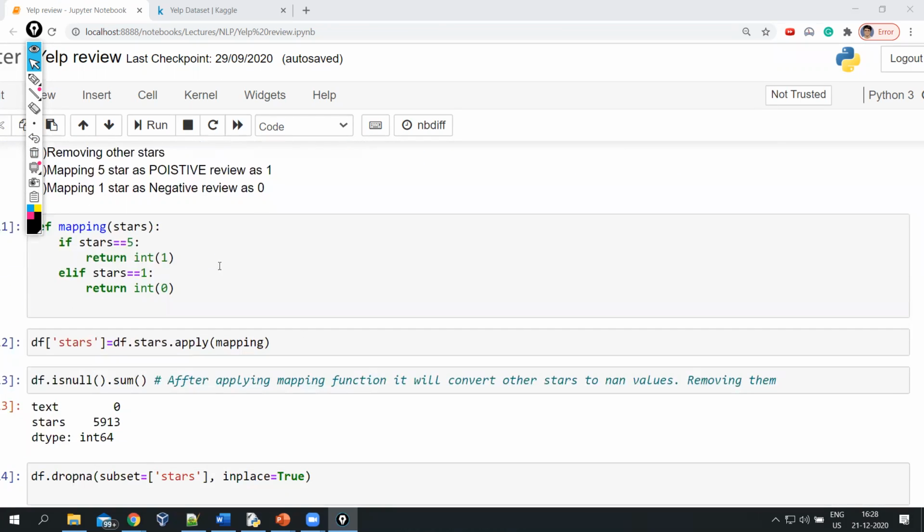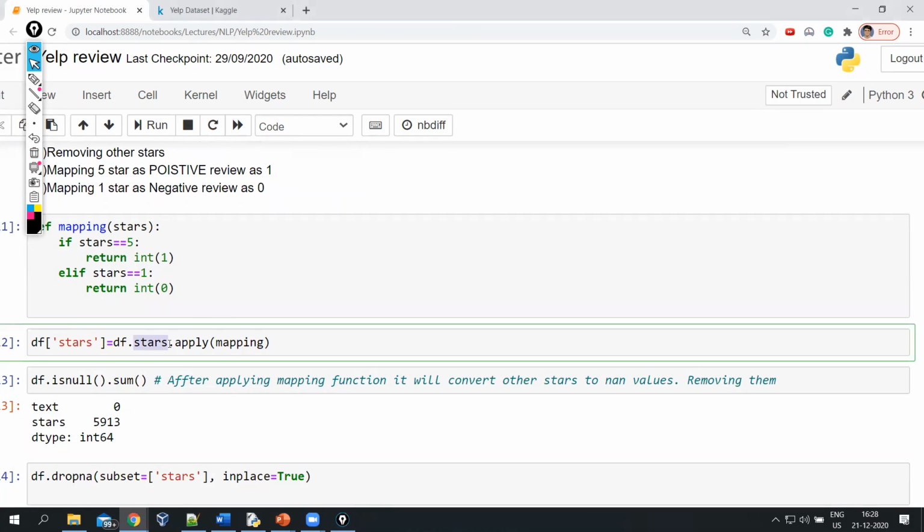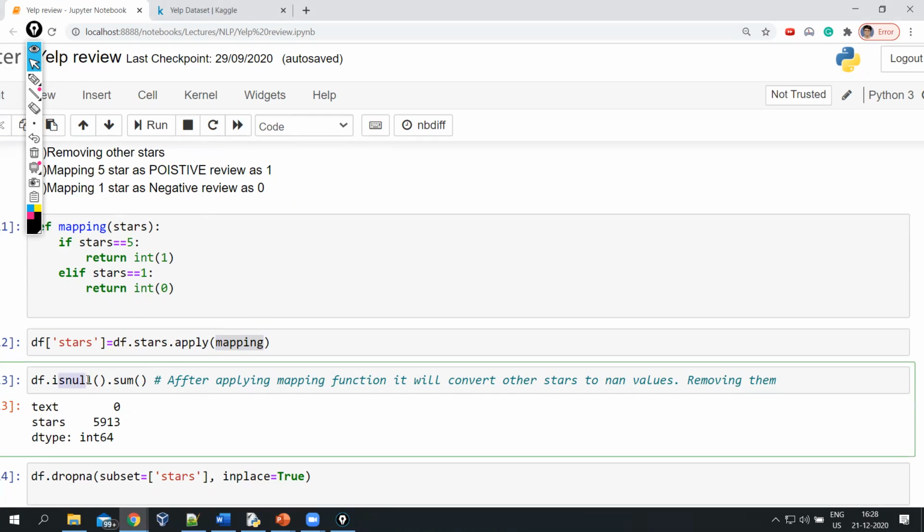I've coded everything, and I have applied this. You just write df dot column name dot apply, and you just need to pass your defined function. Every stars value will go into this, check it and return the result. After applying, you can see the null values. Like I said, for the remaining stars it will create null values. So 5913 are the null values.